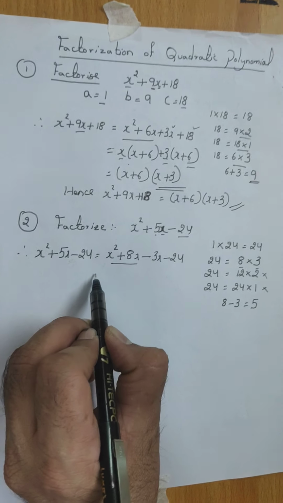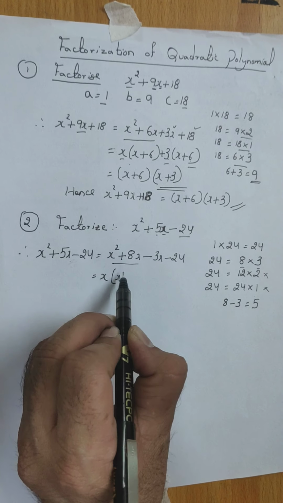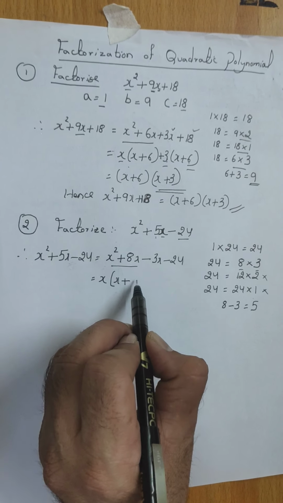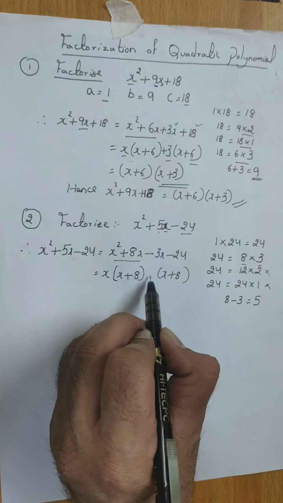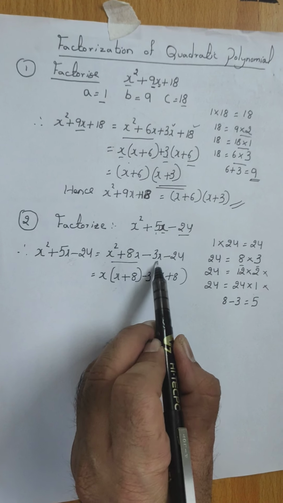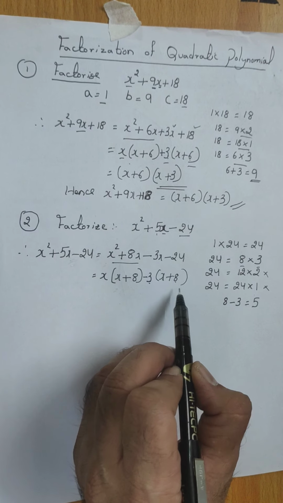Now what is common in these two? X is common, so I'll get x left, plus I have taken x outside, so I'll get 8 here. I'll write down the same thing here. Now if I multiply this with minus 3, minus 3 into x is minus 3x, minus 3 into 8, I'll get minus 24. This is right.